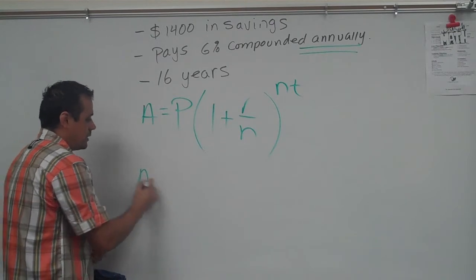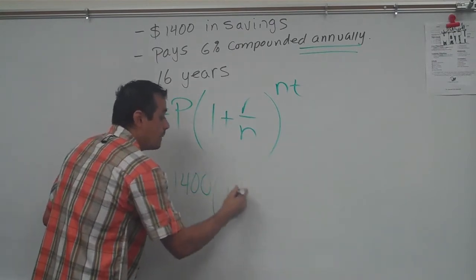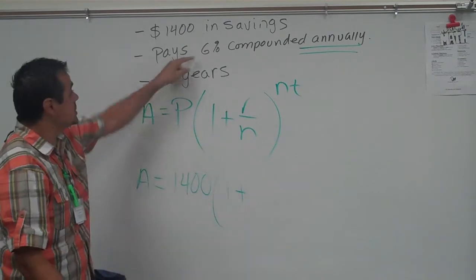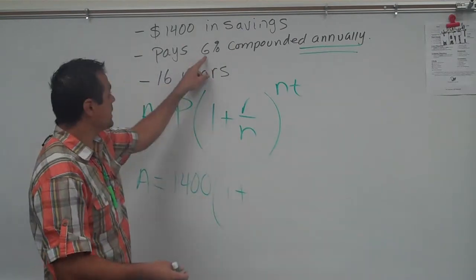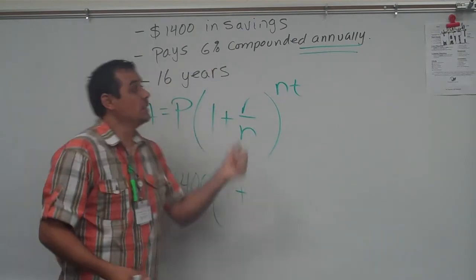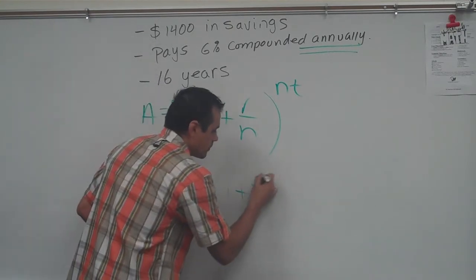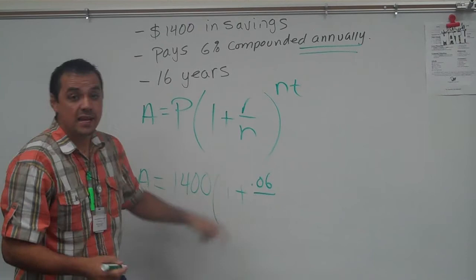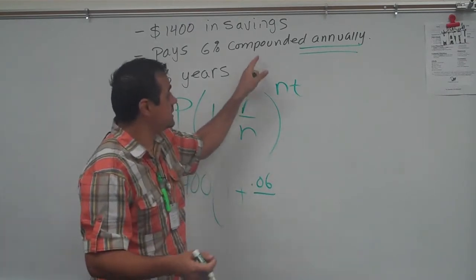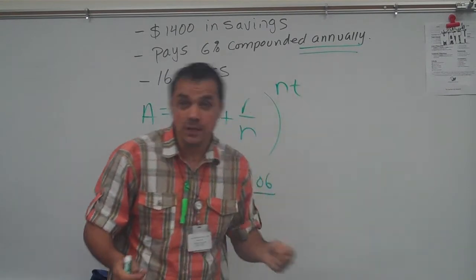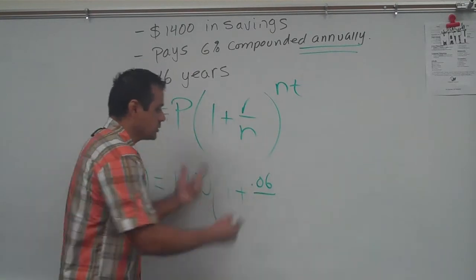So it's going to be amount equals principal, which is 1,400, times 1 plus the interest rate. The interest rate is 6%. Do not put a 6, because you have to enter the interest in its decimal form. 6% as a decimal is 0.06, all over n. N is the number of times compounded in a year. In this case, it says it's compounded annually. Annually means once a year, one time only, so this is a 1.